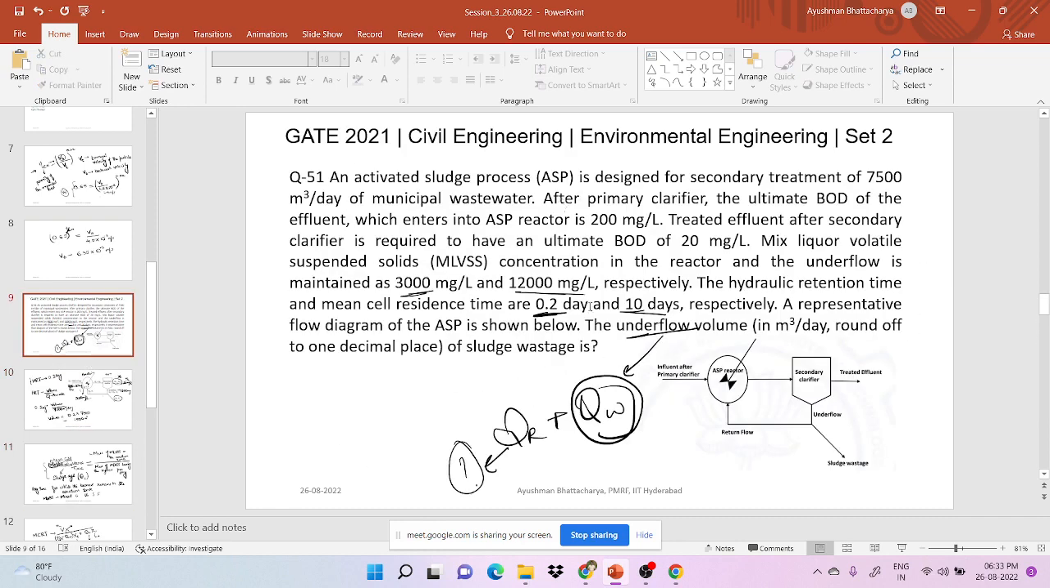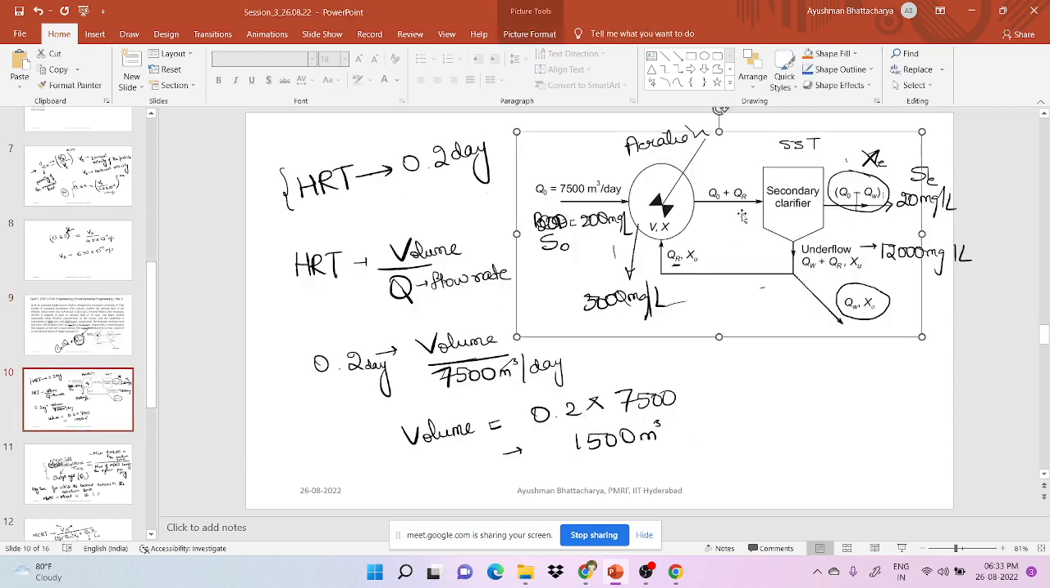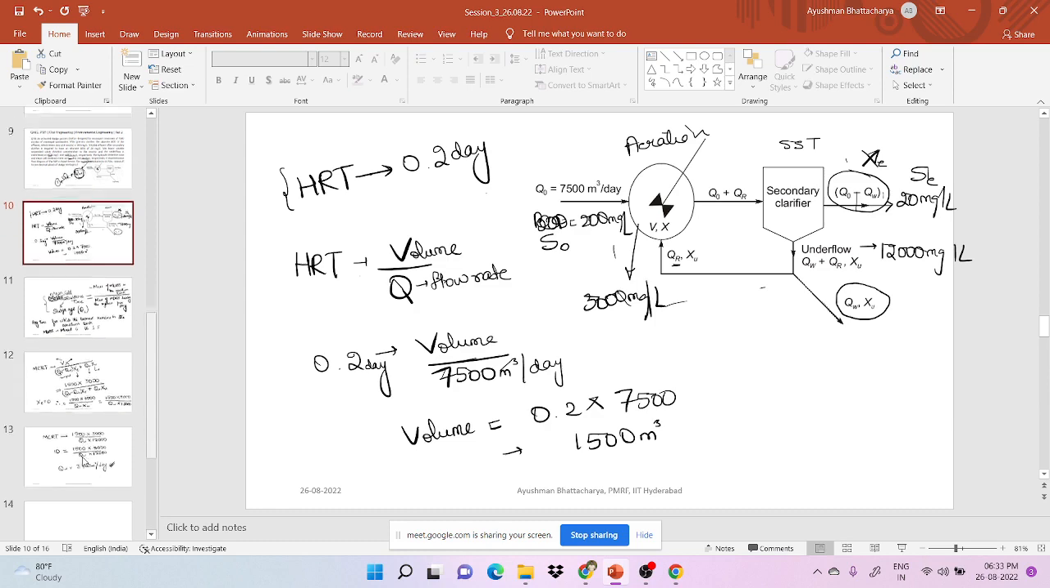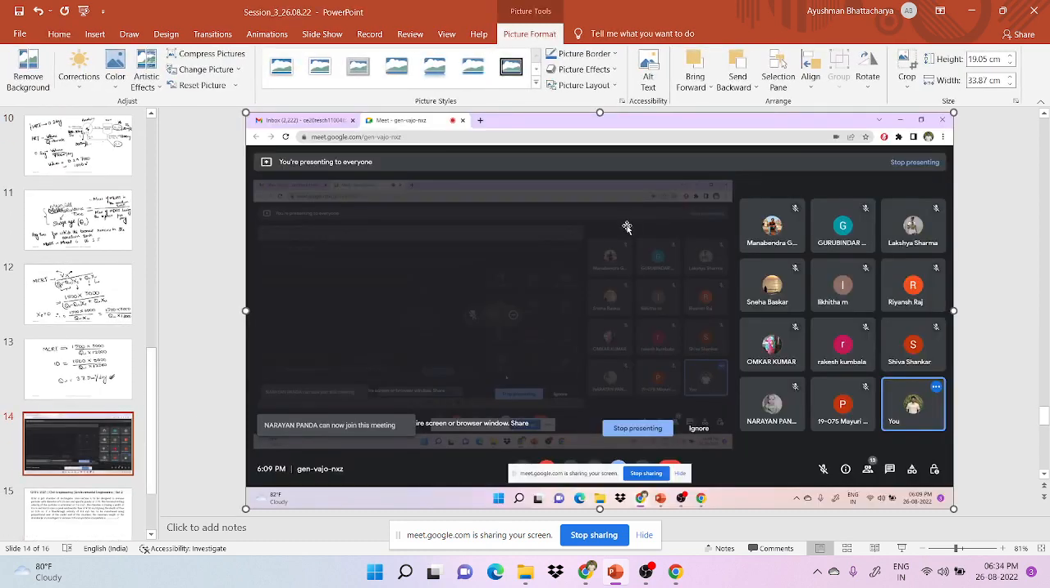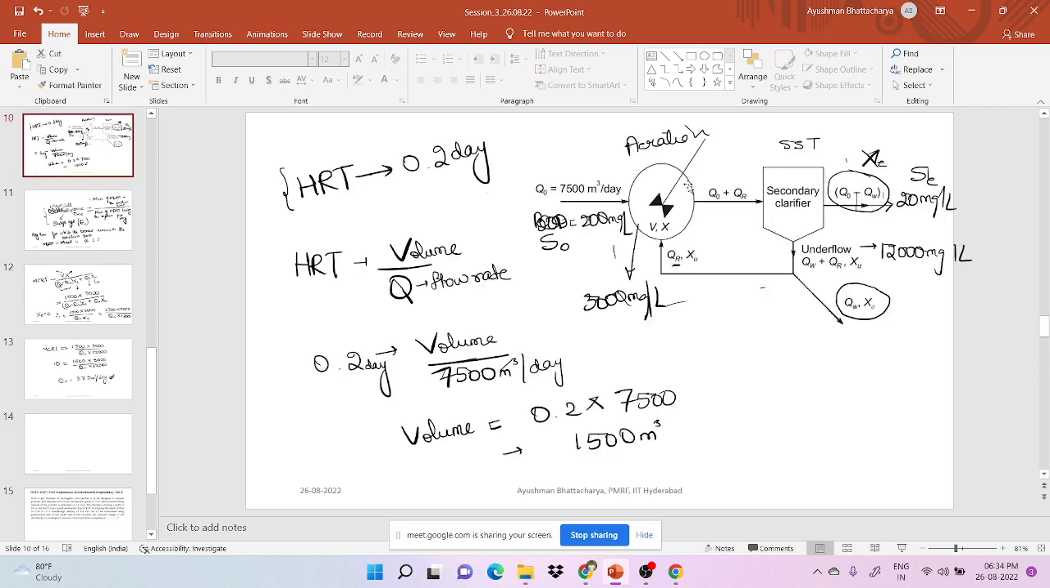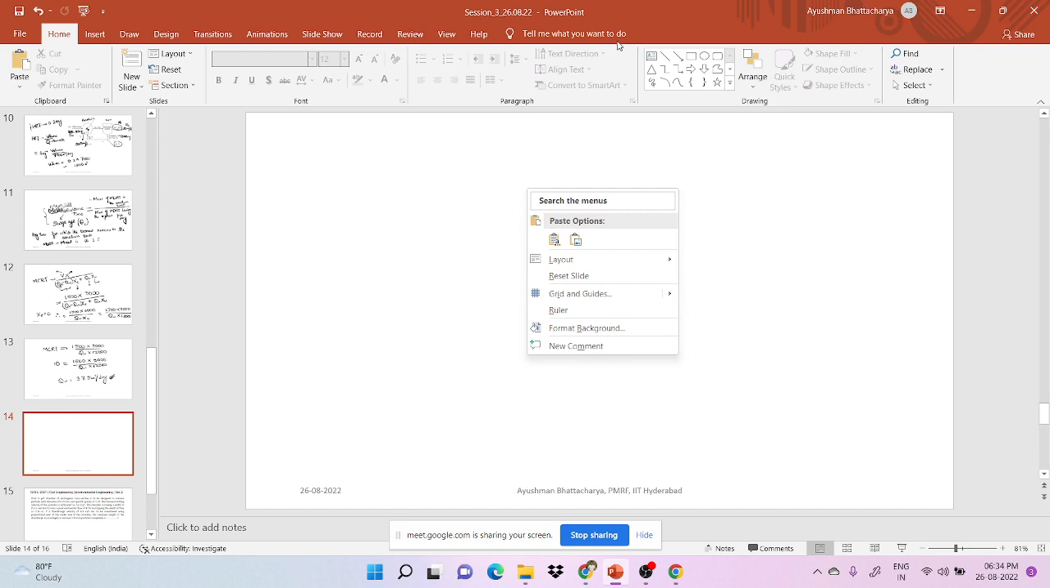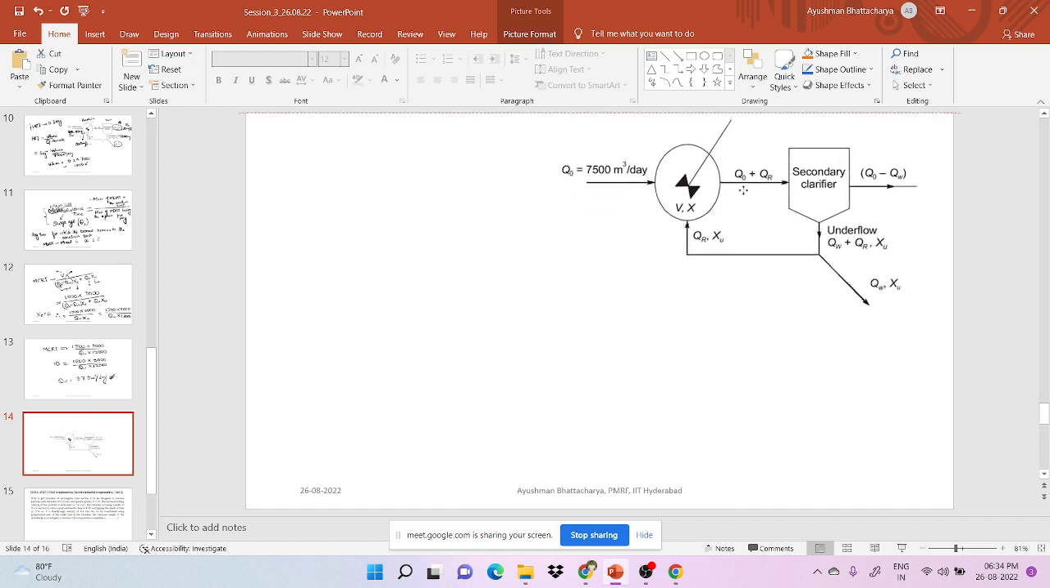I will just paste this figure in that page. Just a second. So from this it will be clear.